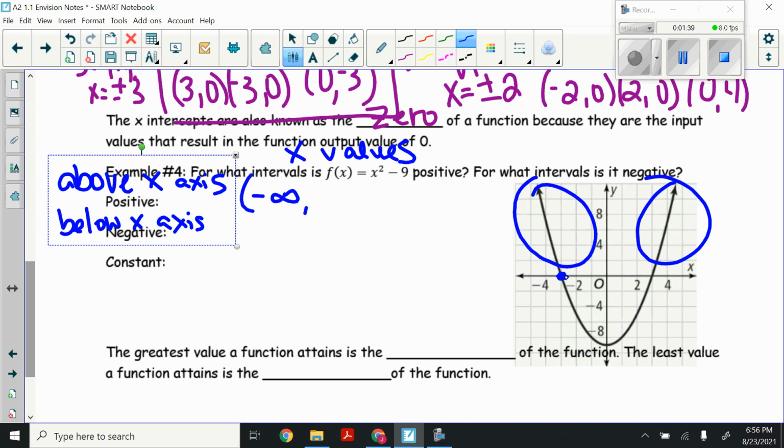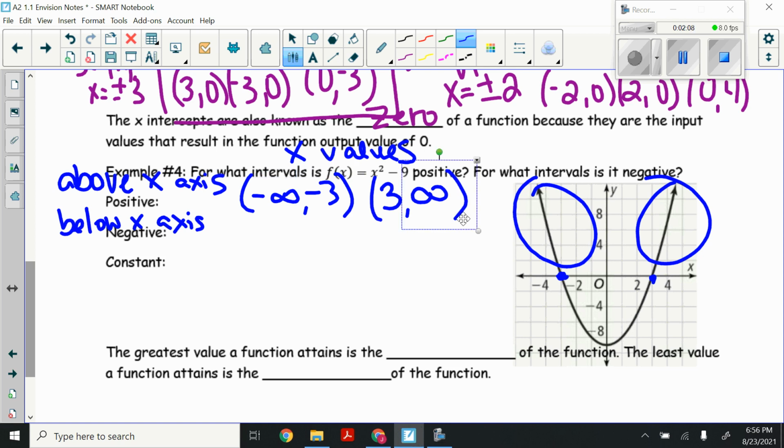We don't call it either positive or negative at -3 because at -3 the y is 0 and that's neither positive or negative. So negative infinity to -3, parentheses, because that is not included. Then it becomes positive again back over here at 3. So parentheses 3 up to positive infinity, parentheses, because it goes on forever. Those are the intervals where my graph is positive. Again, intervals are the x values that we're putting in.